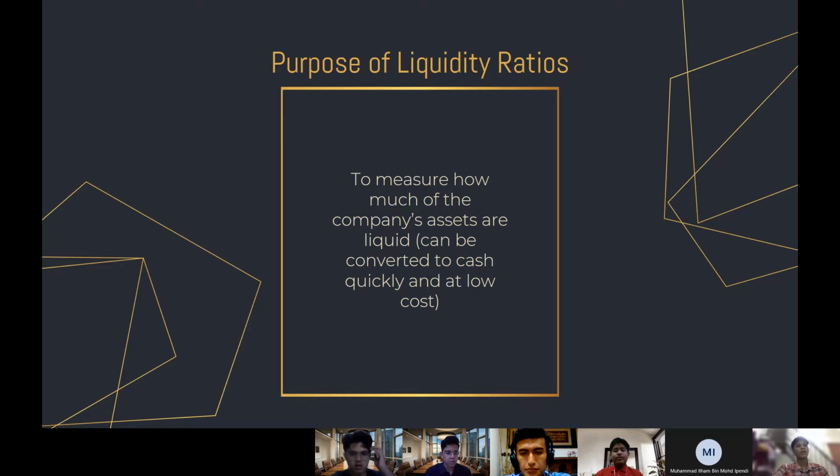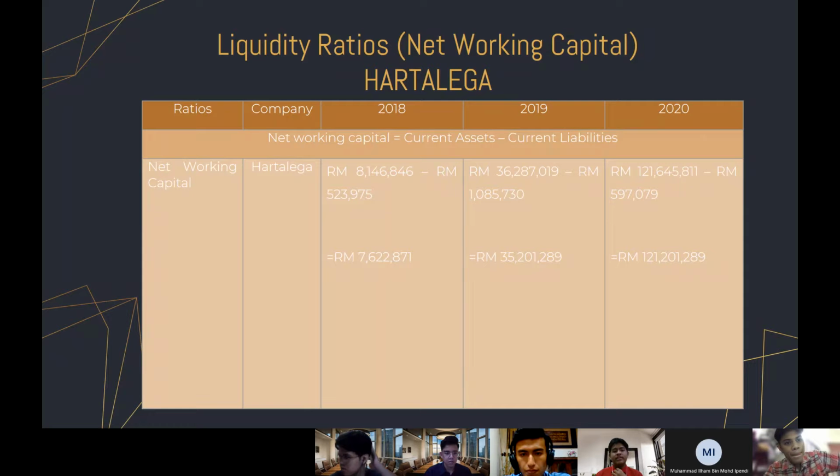Okay. So here is a table of liquidity ratio. Under liquidity ratio, we need to calculate two things, which are net working capital and also current ratio. For net working capital, the formula is current asset minus current liability. The current asset and the current liability information can be obtained from the company financial statement. For this calculation, there are two sets of information, company and also group. We use group information.